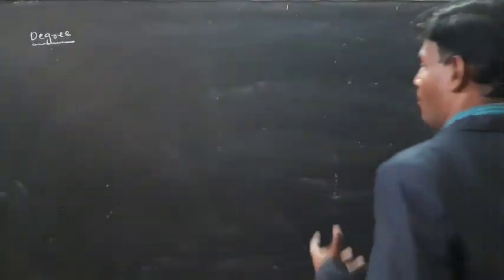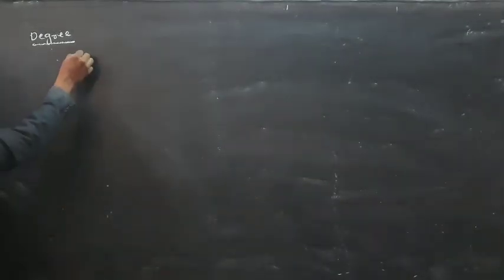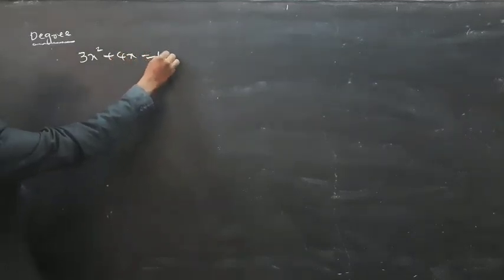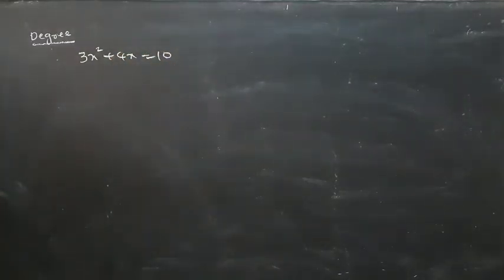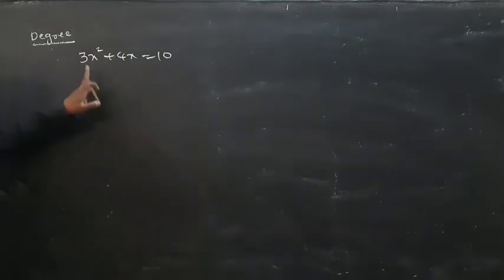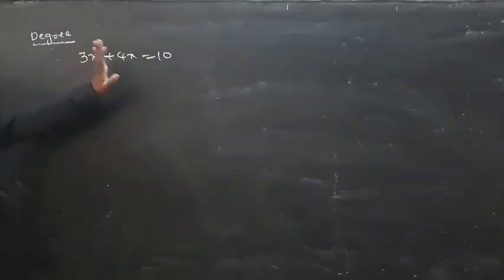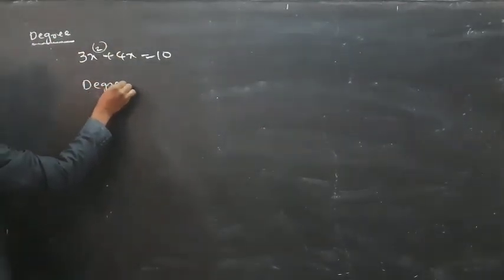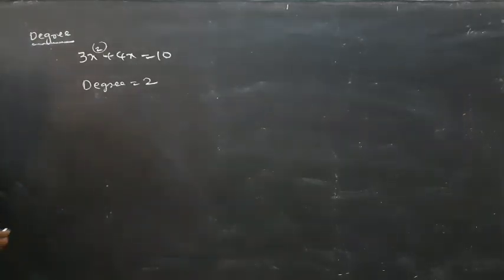So now, what is the degree of an equation? For example, here 3x square plus 4x is equal to 10. Here is one equation. In this equation, what are the variables? x and x are the variables. From these, what is the highest power? 2 is the highest power. So the degree of that equation is 2.